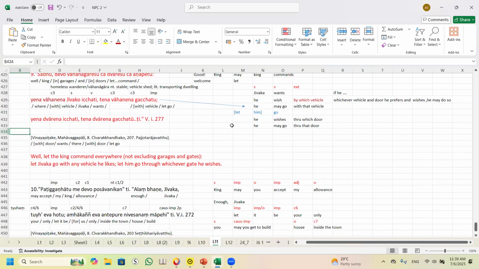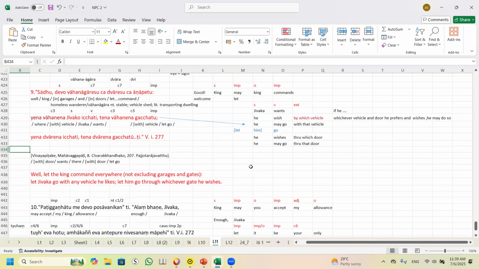All right, any question on this? Jivaka is the physician of Buddha, right? I'm not too sure whether it's a physician, he's the doctor of Buddha. But this one, you know whether it's the same person or not. I think it's not the same.